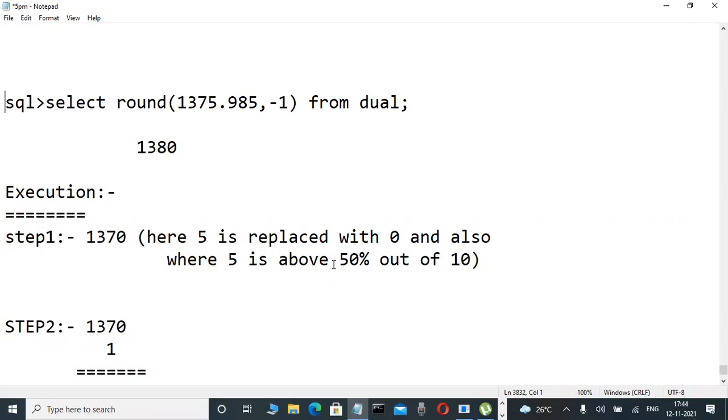Same mathematics, but 0 is there here. In the mathematics, 138, yes. Complete the execution, write it also. Output is 1380. Execution step 1 and step 2, write it.